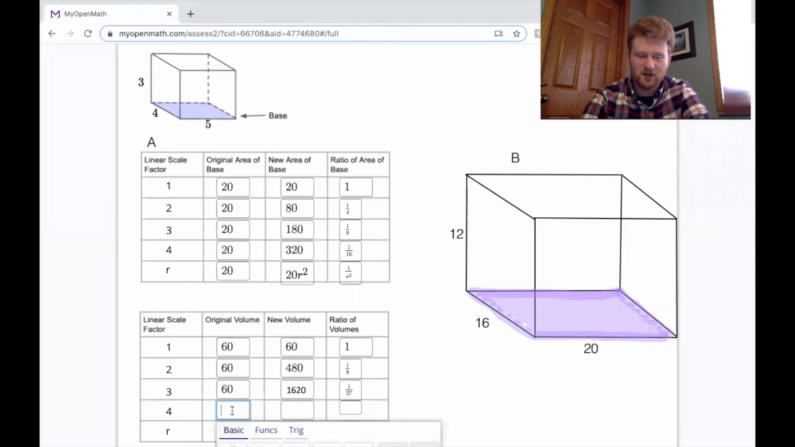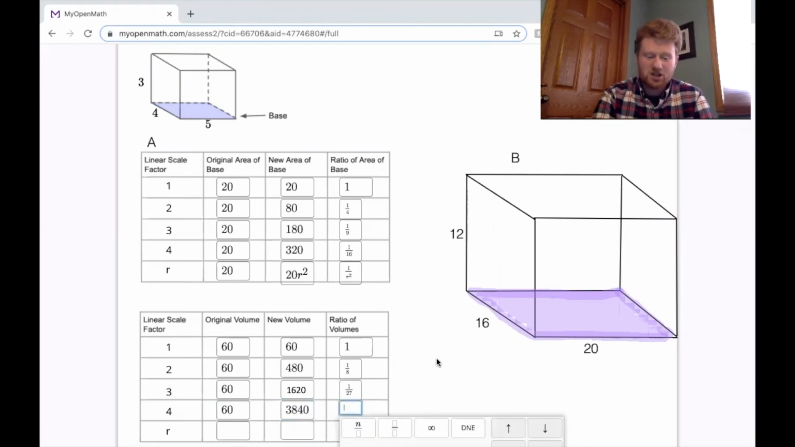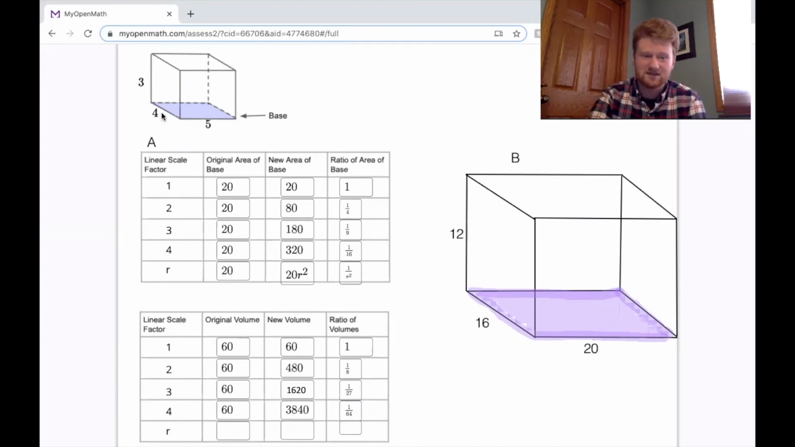60 is our original volume, and our new volume is 20 times 16 times 12. I may tap out here for the sake of time and use my calculator. 20 times 16 times 12 is 3,840. For our ratio, 60 divided by 3,840, I put it in my calculator, convert to a fraction, and I get 1 over 64. Take a second, make a guess on what you think the general case is of R.